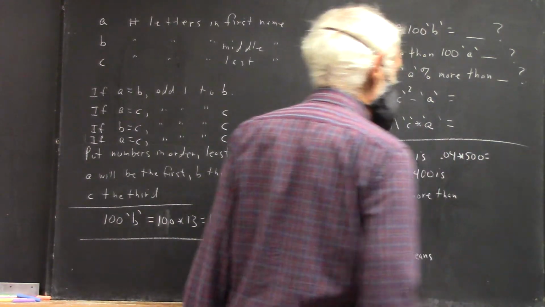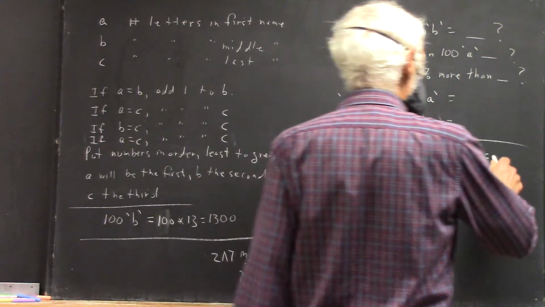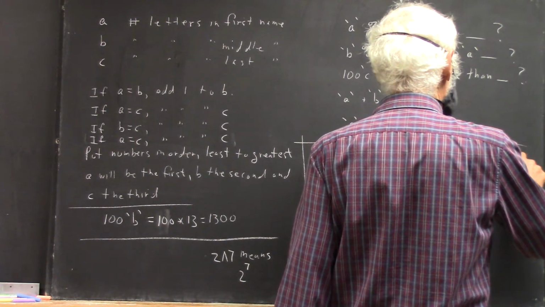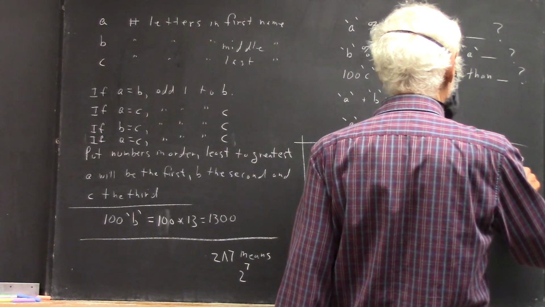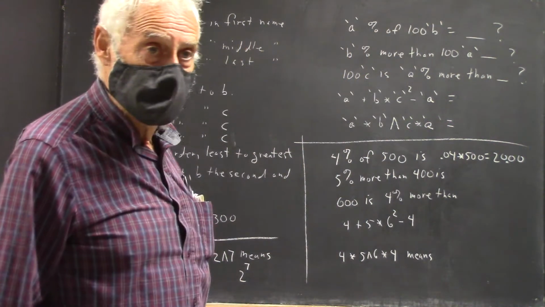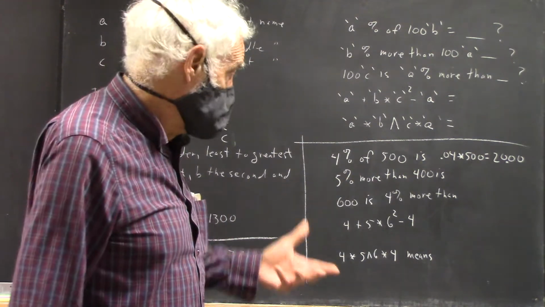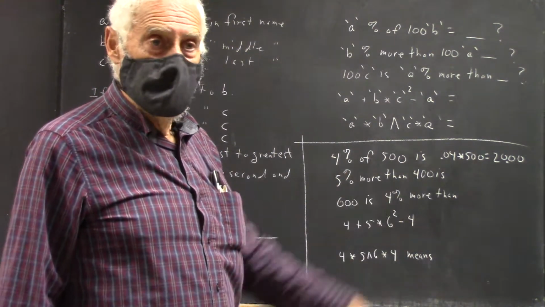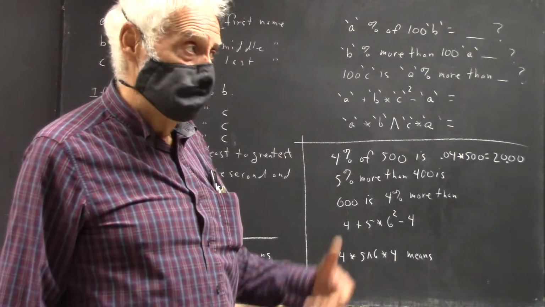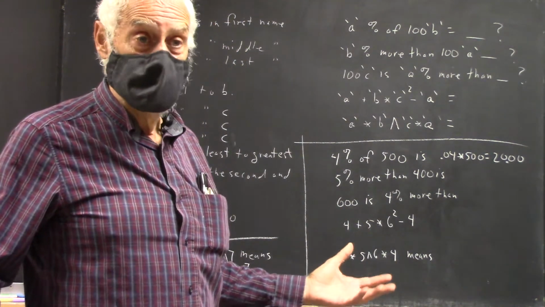.04 times 500. 4 times 500 is 2,000, and you put your decimal place here. Okay? That's the way we do the percent. And I think everybody's okay with that. I mean, people that did the homework, which is a slight majority, mostly made 100% on this one. Okay?